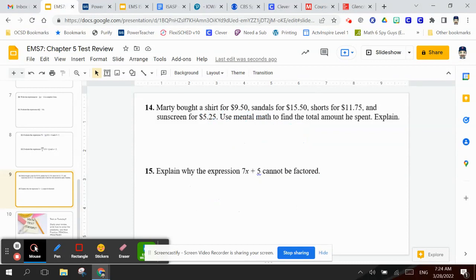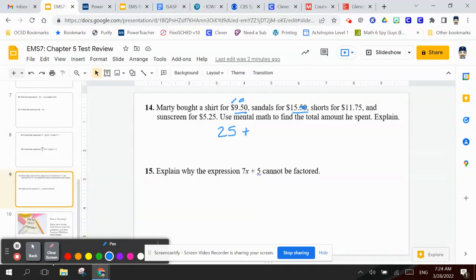Number 14 says Marty bought a shirt for $9.50, sandals for $15.50, shorts for $11.75, and sunscreen for $5.25. Use mental math to find the total spent. So what I do is I always find that here's a 50 and here's a 50. So I know I can add those two together because 50 and 50 is $1. $1 plus 9 is 10. And 10 plus 15 is 25.